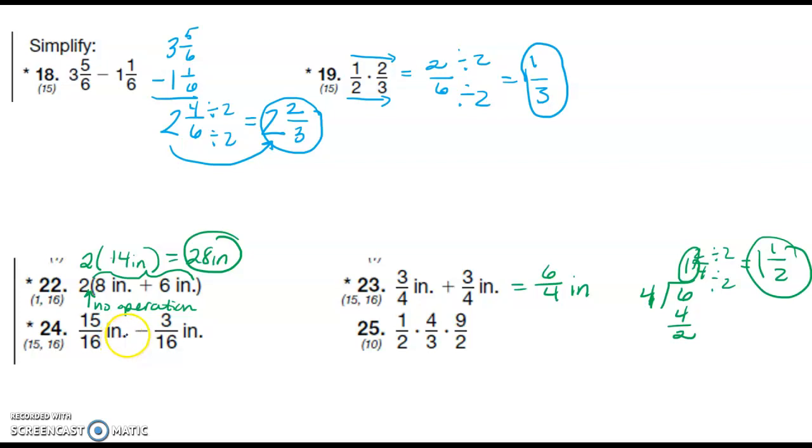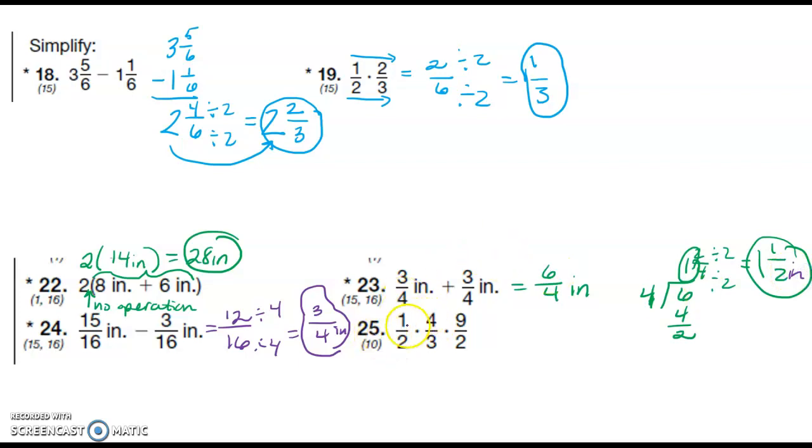15/16 inches minus 3/16. So 15 minus 3 is equal to 12. And then I'm going to divide, let's see, 4 goes into both of them. 4 into 12 3 times, 4 into 16 4 times, and that's inches. I think this is inches over here too. I didn't bring my units.